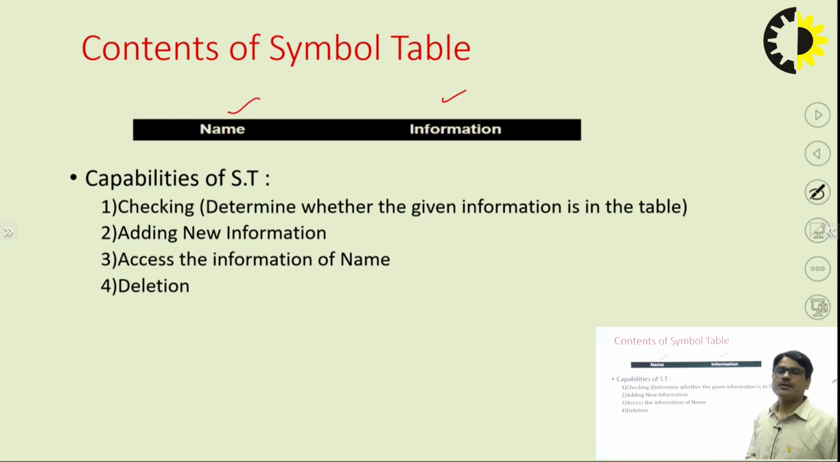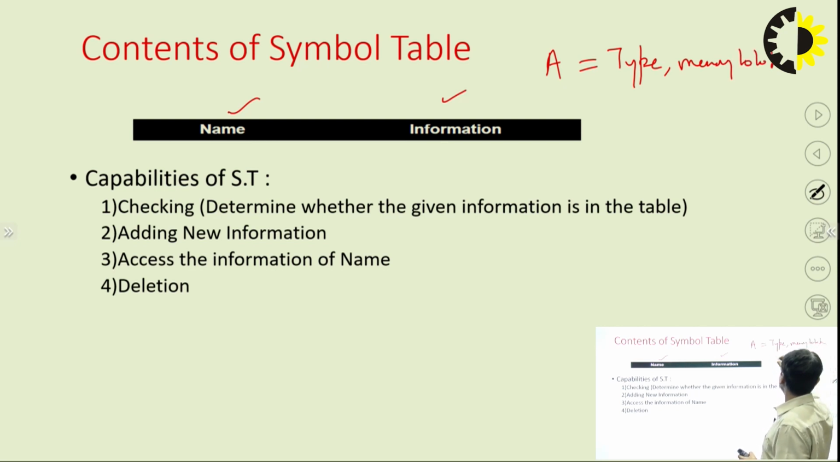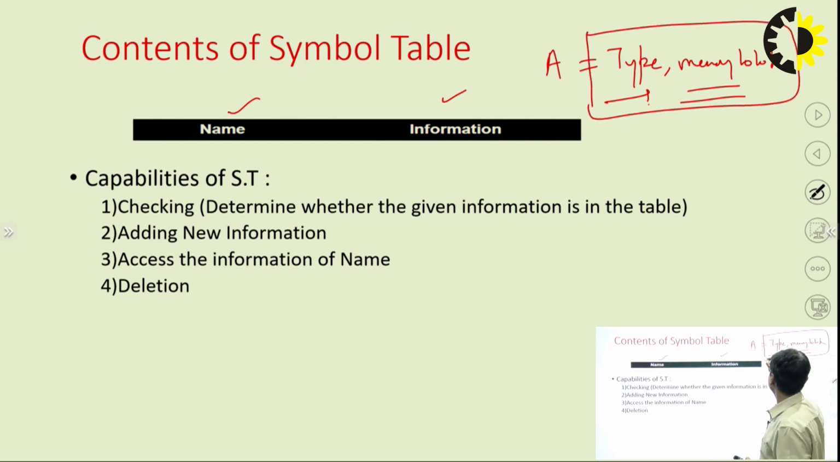So name is whatever attribute name is there, like variable A is defined, so capital A is the name of that variable if you're talking about A. But what is the information? What is the type? What memory block is it stored in? What is the length from the starting point to that, where is the location? These all come into the information of the particular variable. So that complete combination of name and information is what the symbol table contains.